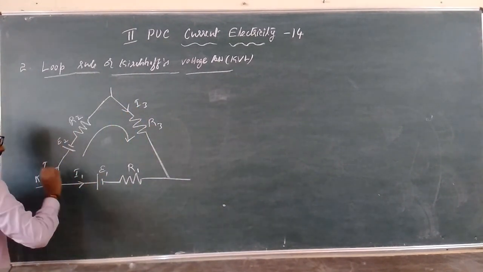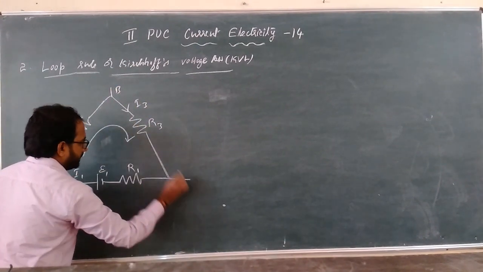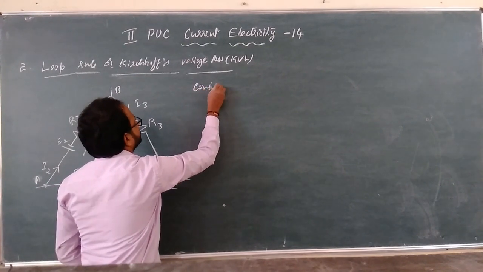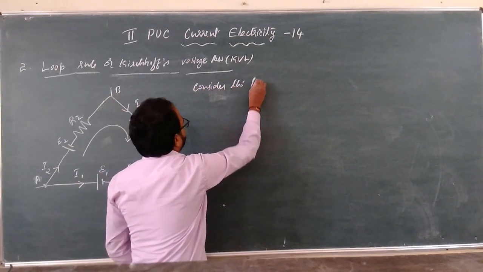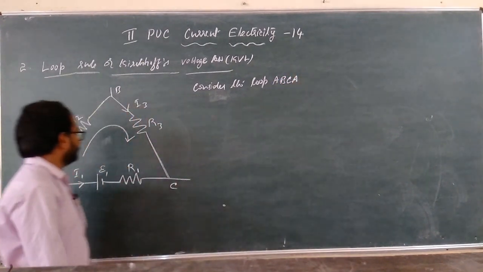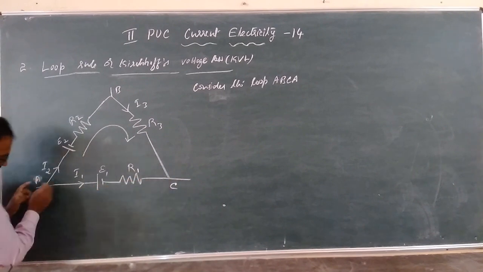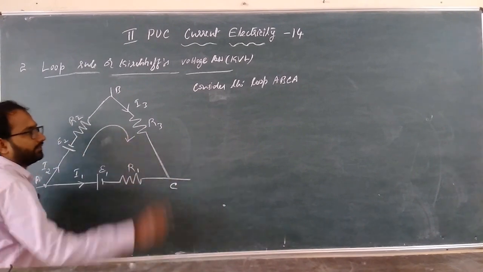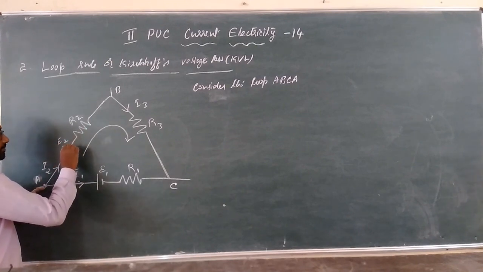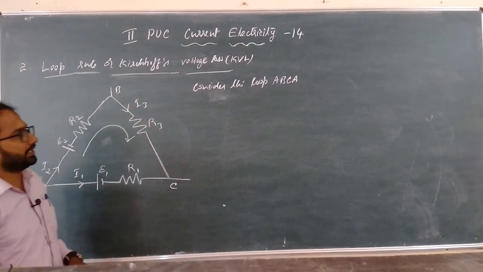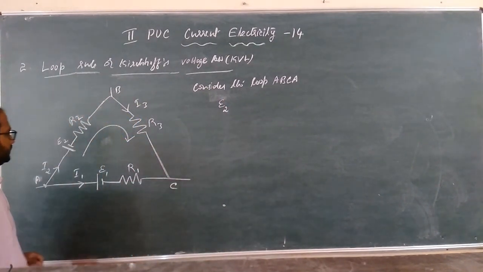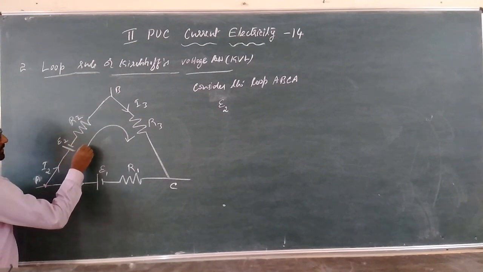Okay, I'll go ahead. This is A, this is B, this is C. So consider the loop A, B, C, A. The direction of traverse is clockwise. While moving, we get the positive electrode of this cell, so EMF is taken as positive. This is the direction of traverse now.